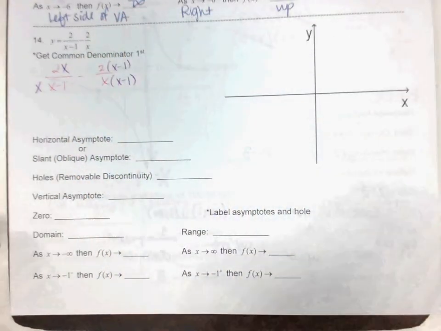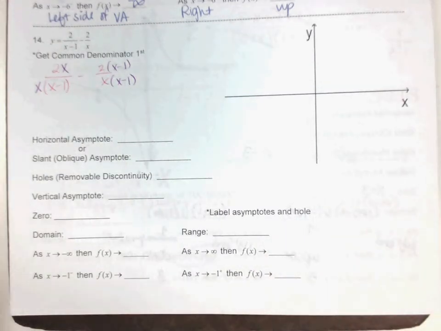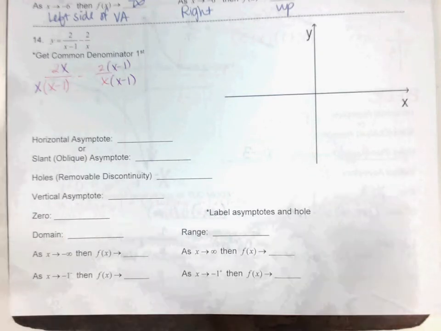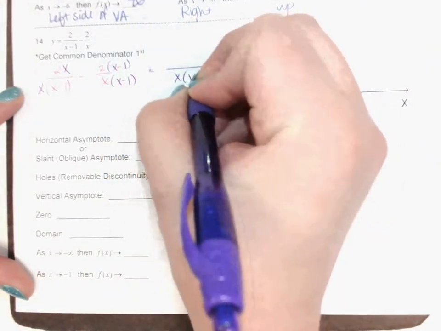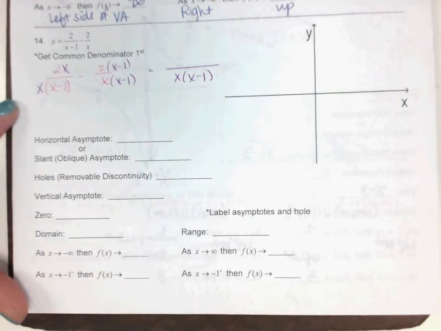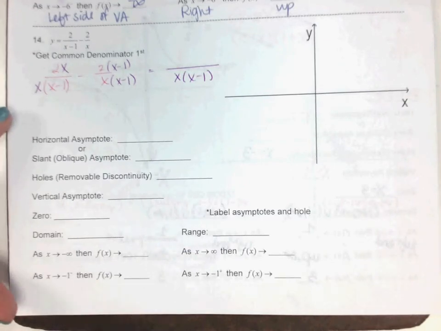Now, take a look at your two fractions. Do they have the same denominator? Yes. They both have an x minus 1. Then what that means is I can take it from two fractions, combine it to just be one fraction. So this is going to be one big fraction with an x minus 1 on the bottom. So far, so good? Okay, from there, we're going to combine the tops as well.